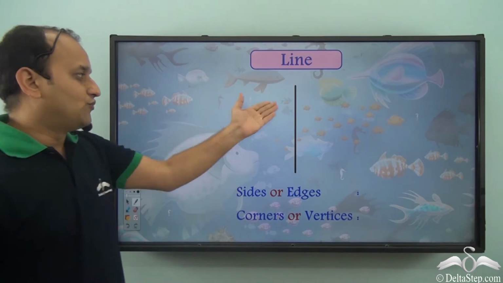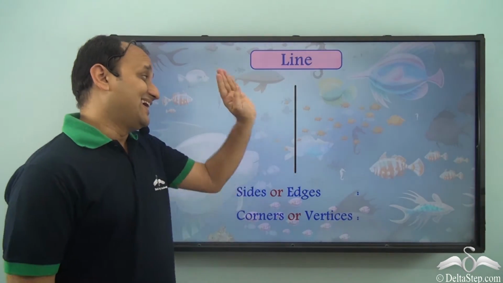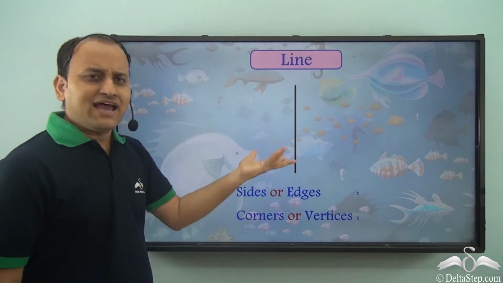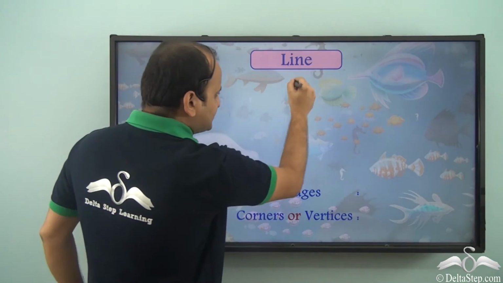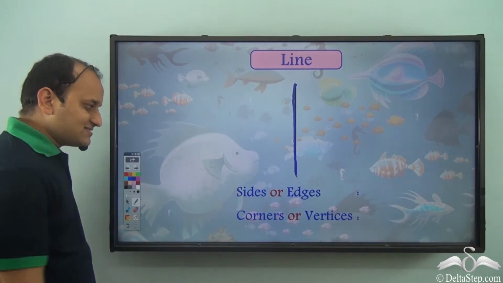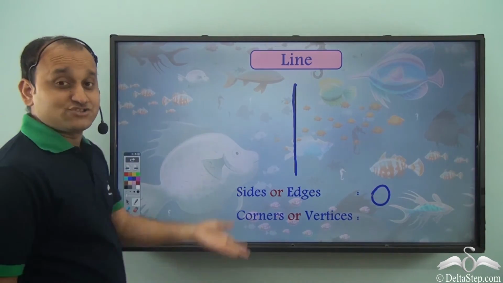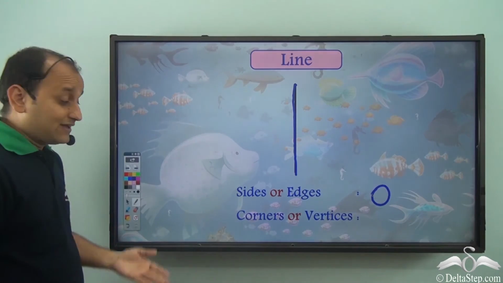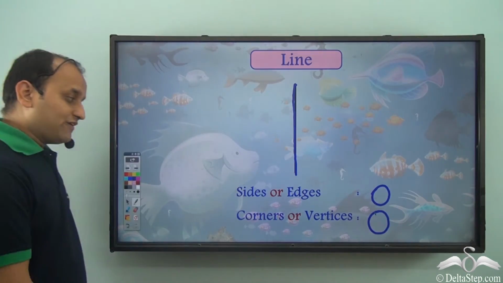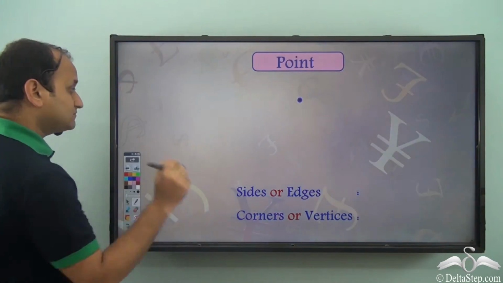And then what about line? Well, we know that line is straight and thin. So it has no sides. You cannot find any side. It's just one straight line. And as a result, it has 0 sides. And since it has no sides, it does not have any vertices too. So we have 0 sides and 0 vertices.